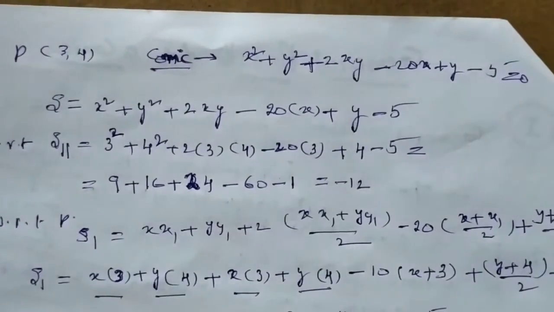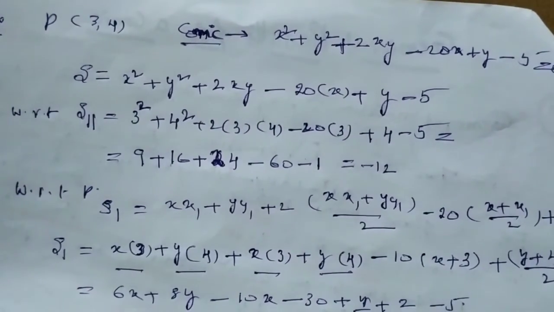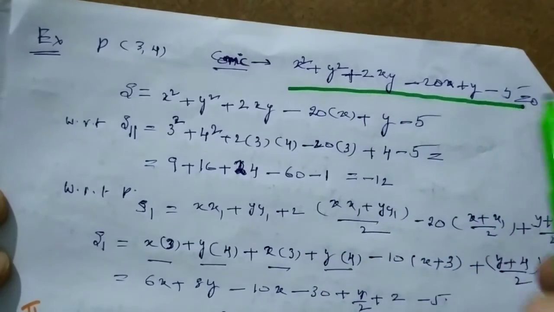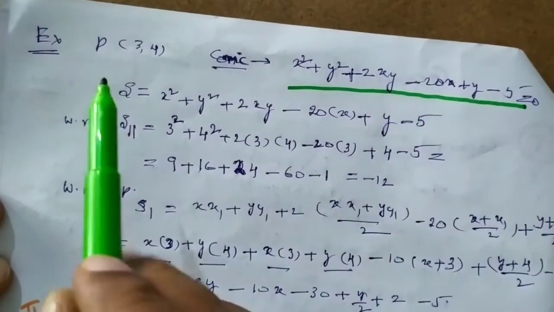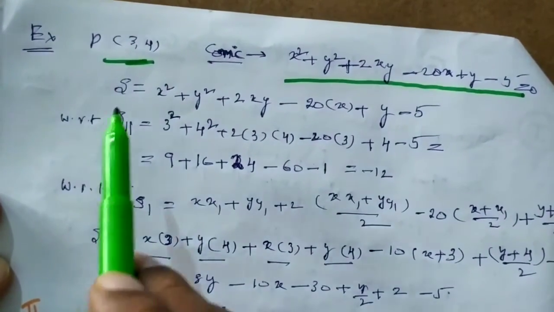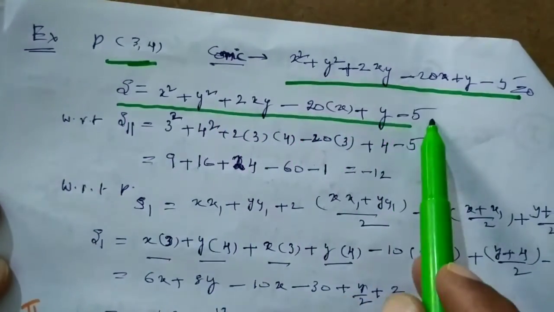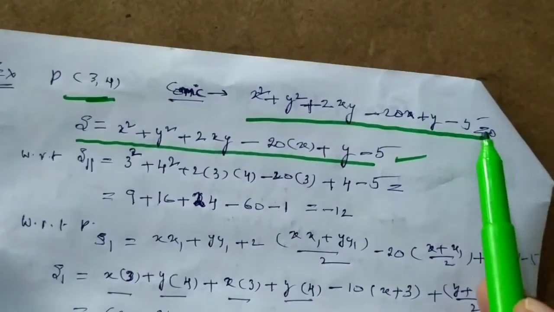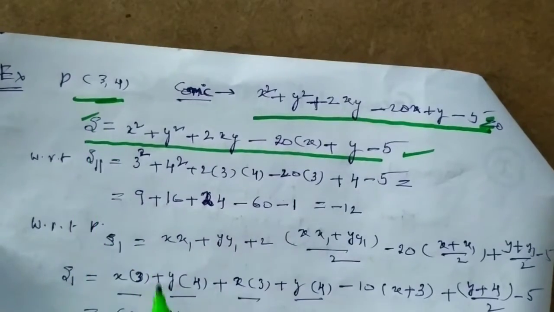Let's discuss one example here: x square plus y square plus 2xy plus 20x plus y minus 5 is equal to 0. For this equation, with respect to the point (3, 4), S is equal to x square plus y square plus 2xy. It is a given expression; whatever expression remains on the left hand side of the equation, that is S.